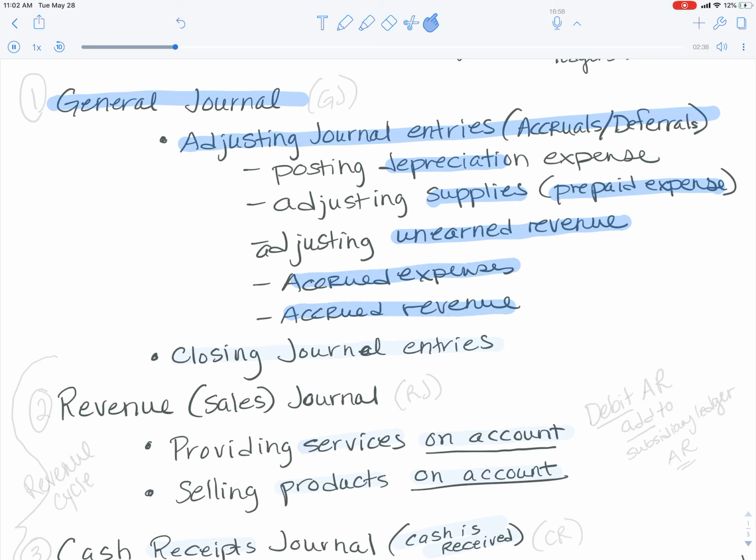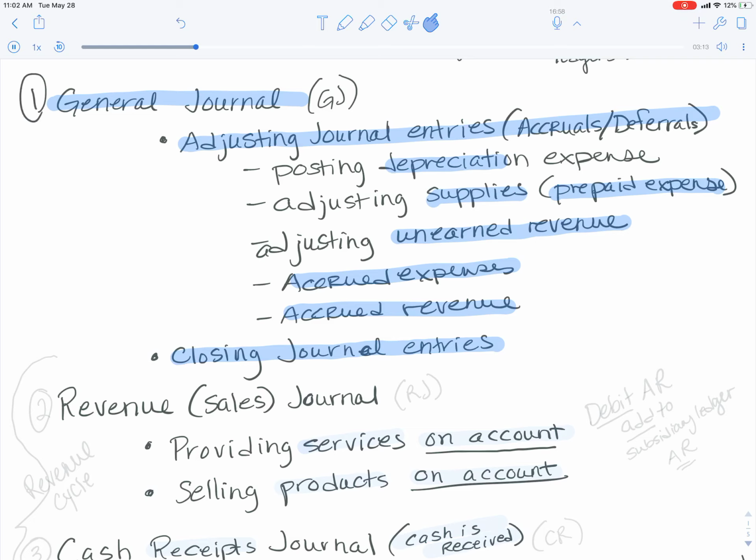Second type of journal is the revenue journal. So we're only going to post in the revenue journal when we're providing services on account. So this is very important to realize that we're providing services and we didn't get the money yet. So on account means we're going to get paid later. So when we get paid later, that means that we have to post it to the revenue journal.